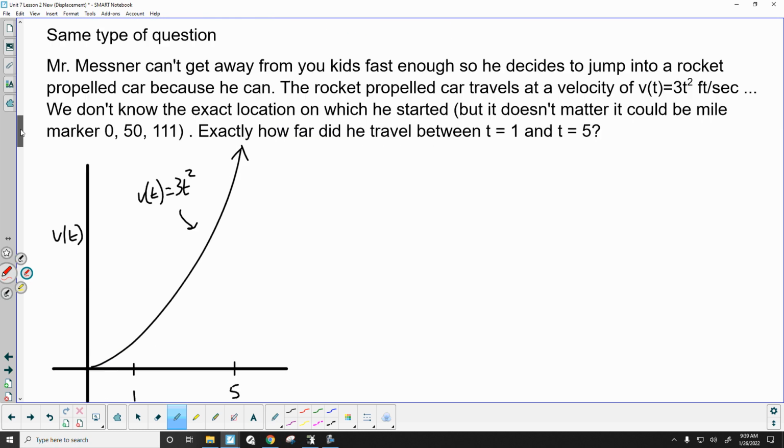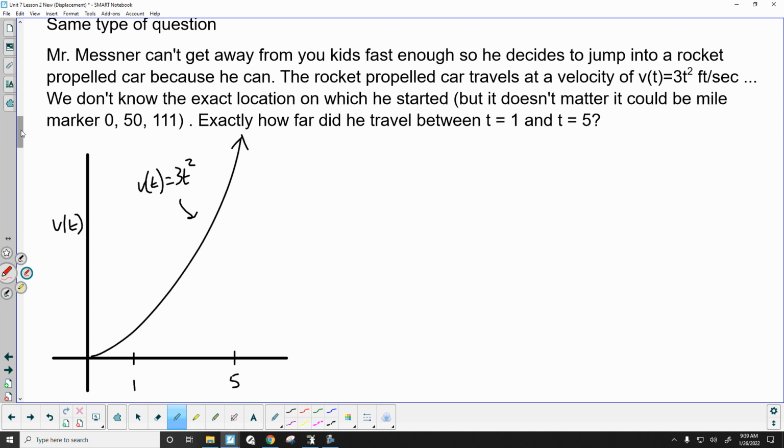Now, same type of question. And we still have two ways to calculate the answer. But one of the ways is going to be incredibly difficult to do by hand. The other way we'll be able to do no problem. Okay? So now I'm traveling in a rocket-propelled car. Velocity is changing. We are accelerating. So velocity is 3t squared. And I'm actually not going to give you any position. I'm just going to give you a velocity function. And I'm going to ask, how far did I travel over 4 seconds?